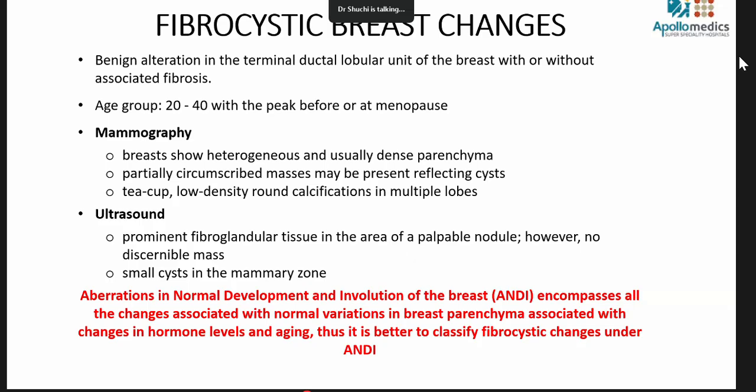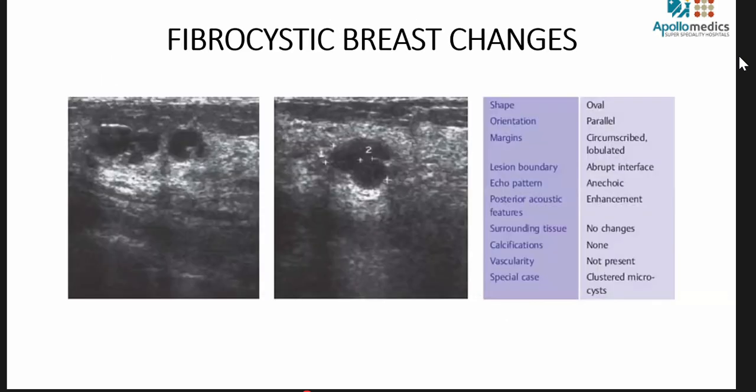These are known as ANDI. It encompasses all the changes associated with normal variations in breast parenchyma associated with changes in hormone level and aging. And thus, it is better to classify them as fibrocystic changes under ANDI. So these are the fibrocystic changes. Typically, you get a small cyst with internal septations. The septations are very thin. They are globed or clustered.